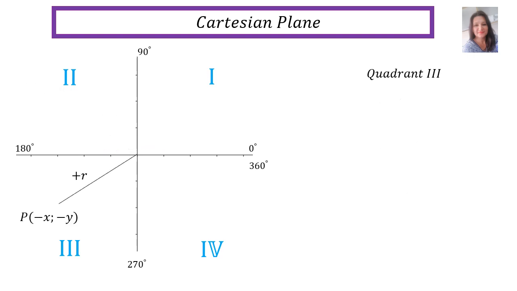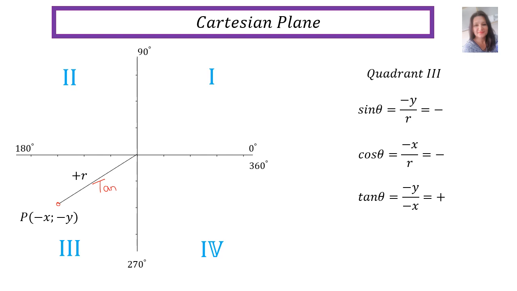Let's investigate the third quadrant. Now, in the third quadrant, there's your terminal arm, there's your point, and the coordinate is negative x, negative y, and r is positive. Therefore, sin's ratio is minus y over r, therefore negative. Sin is negative in the third quadrant. Cos's ratio is negative x over r, therefore negative. Tan's ratio is minus y over minus x, and a minus divided by a minus is a positive. Therefore, in the third quadrant, tan is positive. Let's recap. In the first quadrant, all three are positive. In the second quadrant, sin is positive, and now in the third quadrant, tan is positive.